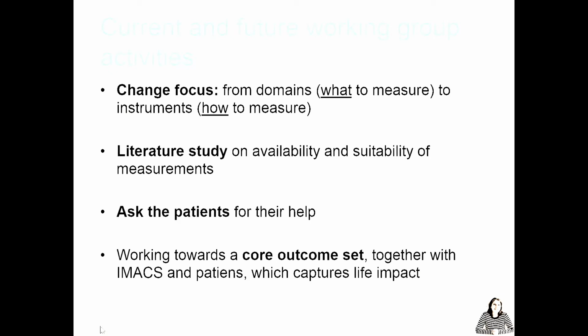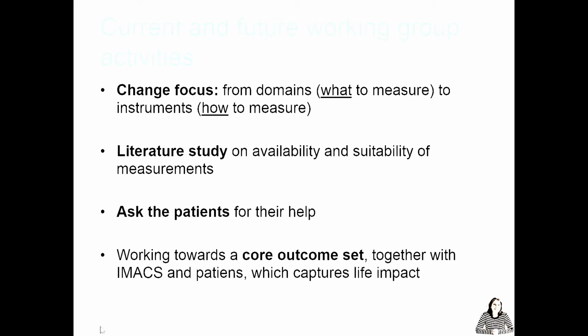And for that, again, we need patients. And our ultimate goal is to replace the current core outcome set, the one from IMACS, which I spoke about earlier, by a new one, and one that involves patients in the development, and which also captures life impact. And by collaborating with IMACS, we ensure the perspectives of all major stakeholders are included.